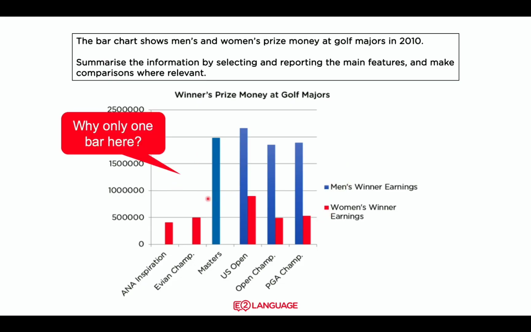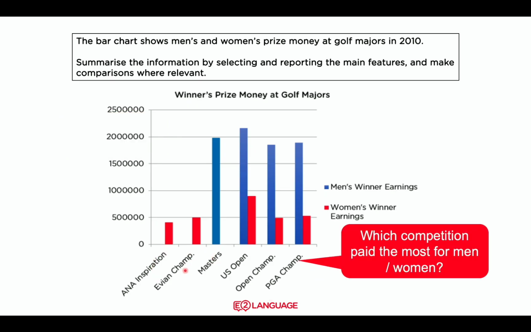Now, over here on the left, it's a little bit weird because there's only one red here and one blue here, whereas there are both of them on this side of the graph. Why is that? Well, obviously these two, ANA and Evian, were women's only competitions, and the Masters is a men's only competition.